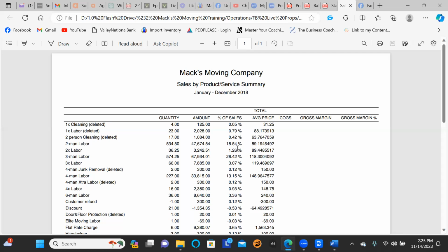Okay. Now let me look at my 3-man. Okay, the 3-man has been out there a little bit longer, and it makes up 26%. Okay, interesting. Now the 4-man, you start to say, oh wow, my 4-man is literally half of all of these. Okay, that means we're not really getting that many big jobs. So your numbers are painting a picture. You just have to see what picture those numbers are painting for you.